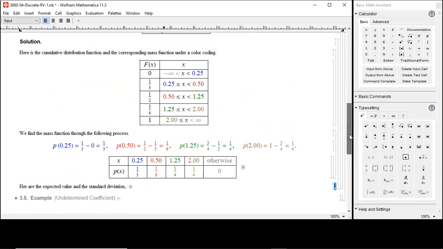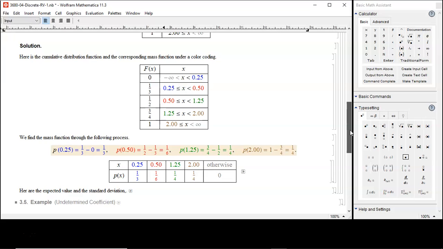The hard part usually is getting the PMF from the CDF, and here's the deal. We have to do appropriate subtractions for that. We discussed it before in the previous section, and I'll refer you to it if you have any further questions about that.